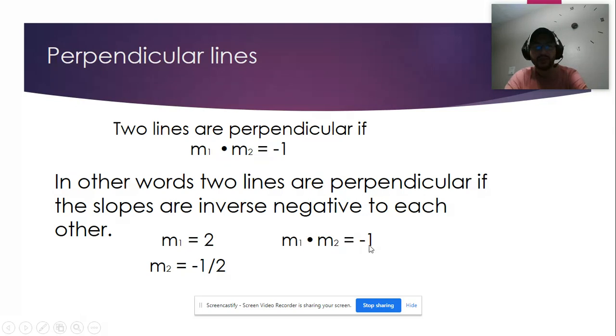m1 times m2 equals -1. So 2 times -1/2 equals -1. So -1 equals -1. Remember, in order to be perpendicular, it has to have opposite sign and be the inverse or reciprocal.